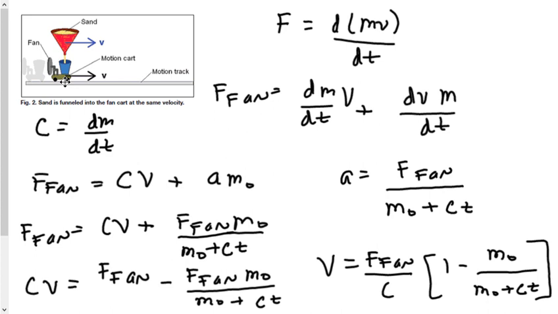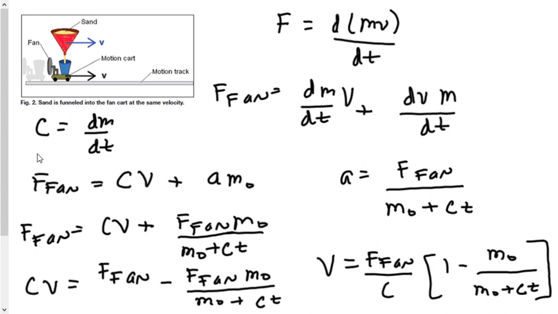So we have a situation where we have a changing velocity and a changing mass for this cart as it accelerates to the right. So how can we do that? Well, we have to remind ourselves that force does equal the change in momentum per time, and force, that is d(mv)/dt. And using the product rule, the force of the fan, which is the applied force in this situation, has to equal dm/dt times v plus dv/dt times m.